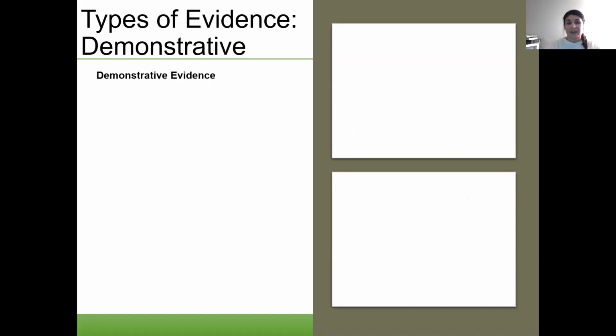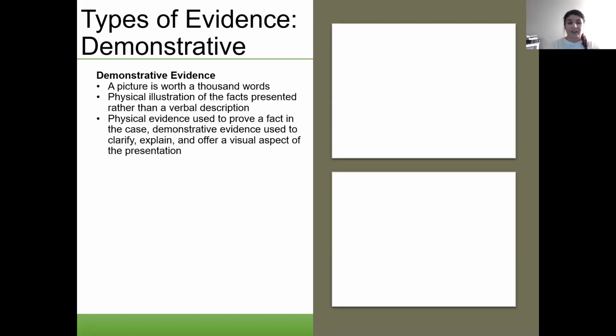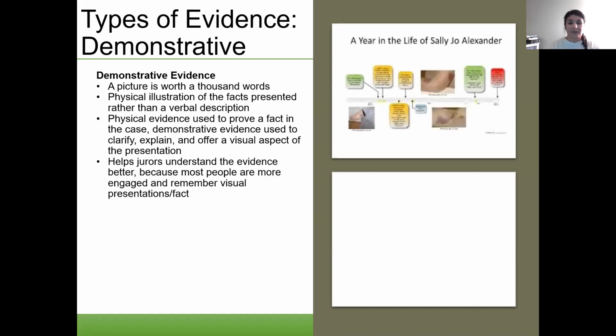So the second kind of evidence is demonstrative evidence. Basically, it's on the principle that a picture is worth 1,000 words. A physical illustration of the facts presented rather than a verbal description. It's meant to clarify, explain, and offer a visual aspect of the presentation. It helps jurors understand the evidence better. Most people are more engaged by and remember visual presentations than facts.